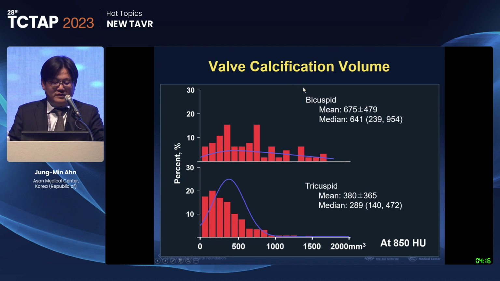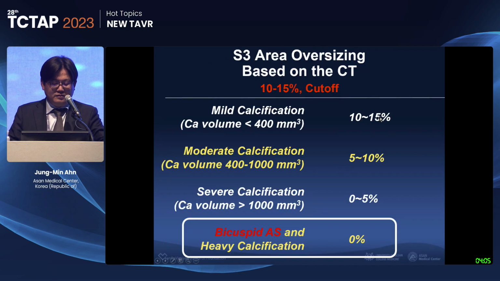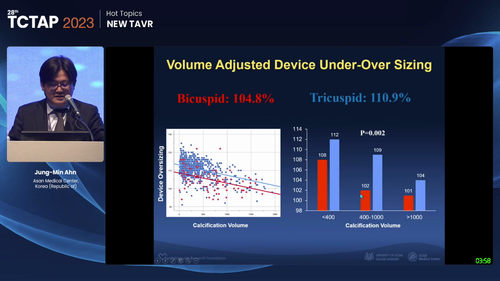We measured the valve calcification volume. Bicuspid aortic valve calcium volume is 600, 2 times higher than tricuspid aortic valve disease. So this is roughly our sizing algorithm for SAPIEN 3 for bicuspid aortic valve. We didn't do much oversizing, just nominal sizing usually. Comparing tricuspid and bicuspid TAVR, oversizing is around 5% in bicuspid and around 10% in tricuspid aortic valve. According to the calcification volume, for severe calcification, we didn't do oversizing.